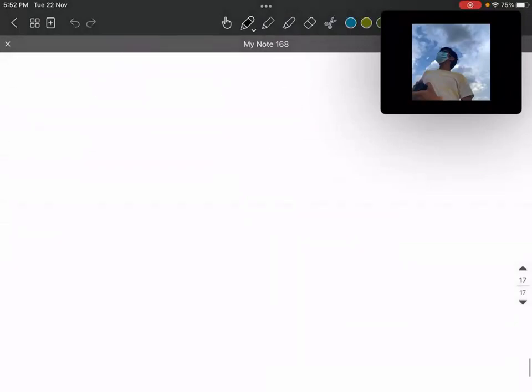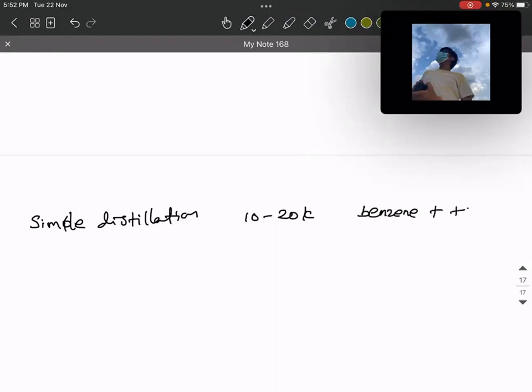So we'll keep that simple distillation. In simple distillation, if the difference in boiling points is 10 to 12 Kelvin, the liquids can be separated. So what are the things you can separate? Benzene plus toluene, and then chlorobenzene plus bromobenzene. That's the first one.